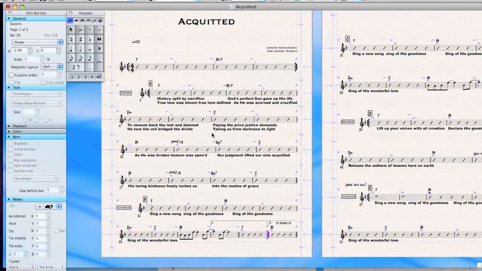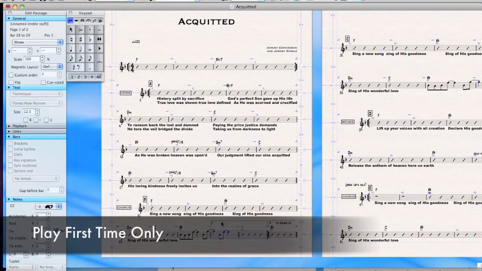Now, the difference between that and an ending is, just on a repeat, we would go back and repeat everything and play those bars again and then keep going. What this bracket does is it highlights these two bars, and it means play them only the first time you come around to this section, okay?